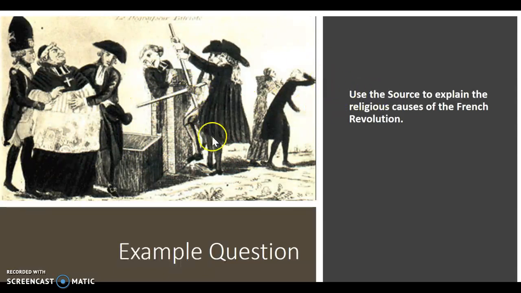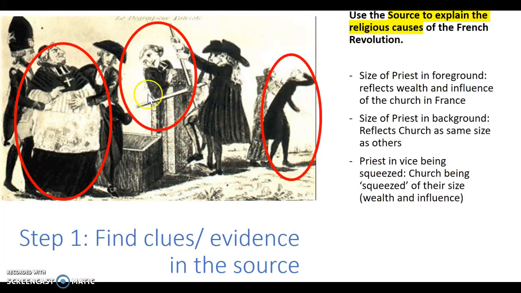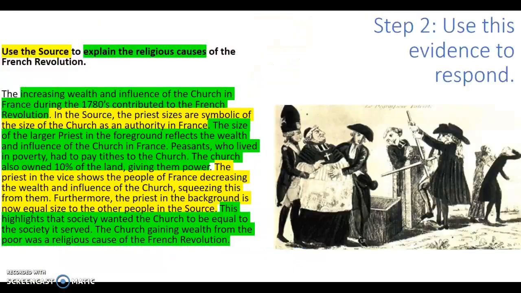So for this one, we're using this source to look at the religious causes of the French Revolution. And so you need to pick out key things. So I've looked at, well, this could be symbolic of the wealth. We know that the church in the 1780s was gathering payments from the poor to become richer. So his size is symbolic of the wealth and the power of the church. We see a man here, he's in a vice, he's getting squeezed, so it's about getting that money back. And then we see him over here and he's down, he's the same size. So it's about bringing the church wealth back down to a more equal level, and that was part of their revolt.